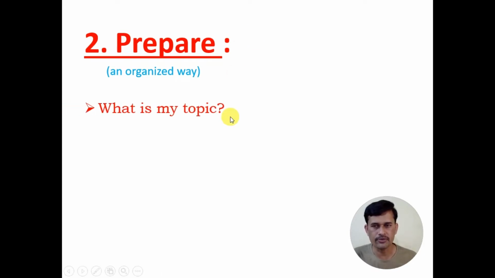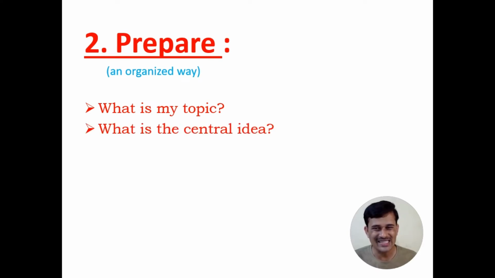So here the first question is, what is my topic? You need to fix your topic. Already you fixed your topic under planning. So now once again you need to check what is your topic, and second thing, what is the central idea of your topic. Where you need to focus more in your presentation, which point you want to highlight in your presentation. So you should have clarity in that presentation.